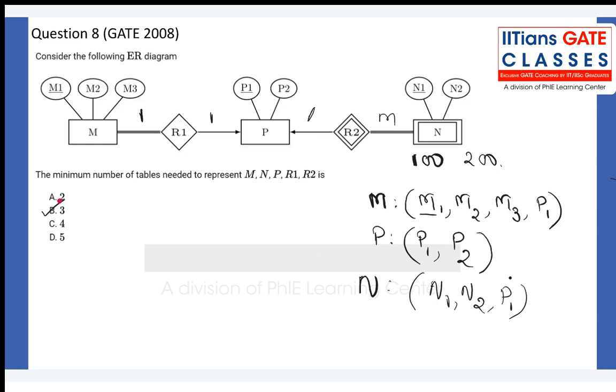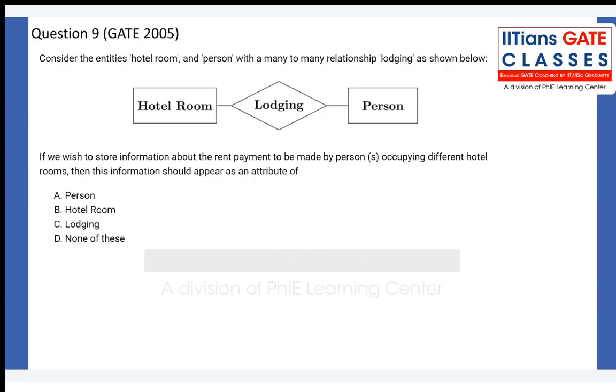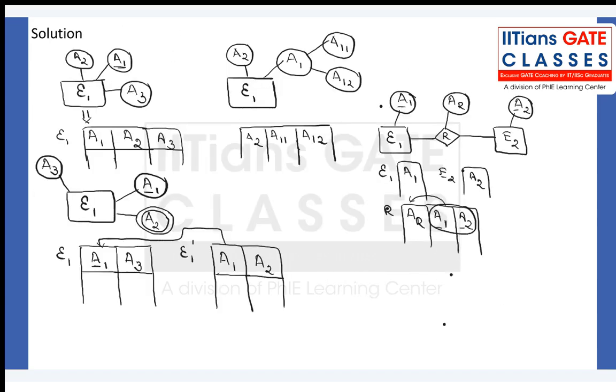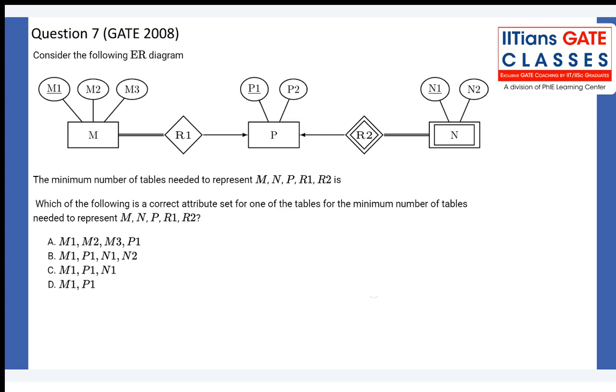Now there is a follow-up question as well. Okay, I kind of jumped a question, sorry. So there's a follow-up question based on the same question that they have asked. It's the same ER diagram. They are saying, which of the following is a correct attribute set for one of the tables that you have drawn the schema for.